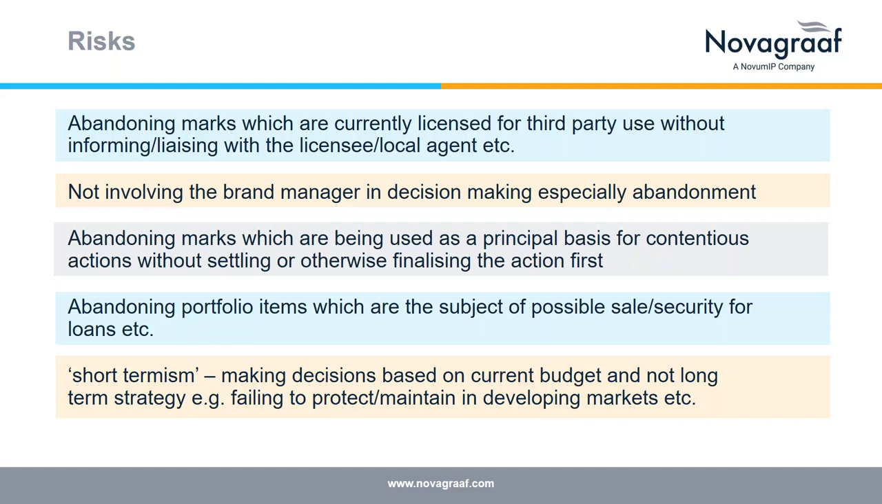Now, there are, of course, risks, as said. You cannot just abandon a trademark. It's possible that there is a license registered, or maybe a pledge, or anything else, or maybe the trademark is used as a basis for an opposition or a litigation procedure. So if you abandon a trademark, as if to say not to renew the trademark, that can, of course, be a big risk. So you cannot just let go of trademarks. You should always involve the brand manager in the decision making, together with your external trademark attorney.